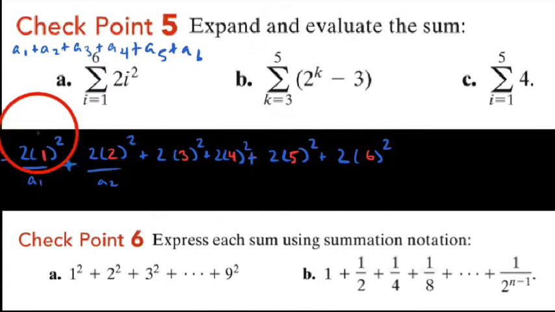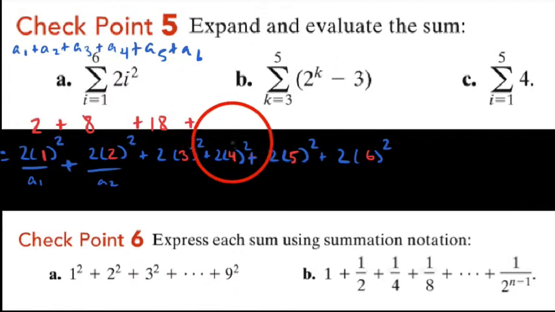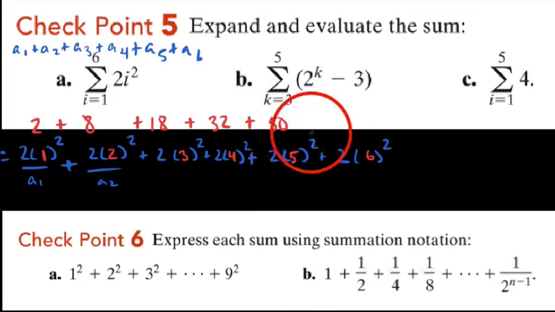So all we have left to do here is simplify this, starting with doing our exponents first. We have 2 times 1, which is 2, plus 2 times 2 squared. Now 2 squared is 4, so 2 times 4 is 8. Here we get 2 times 9, so we get 18. Here we get 2 times 16, which is 32. 2 times 25 is 50, and 2 times 36 is 72.